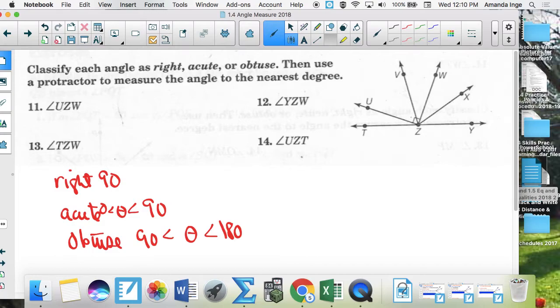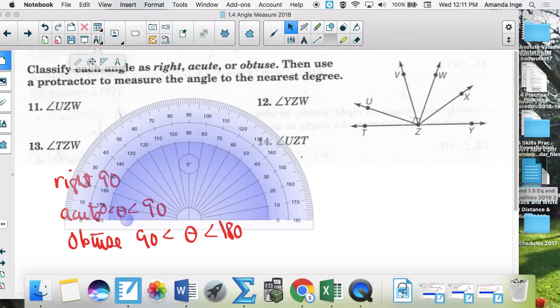We have to do the actual measurement. Use a protractor to measure the angle to the nearest degree. Obviously, if it's right, you don't have to measure it. It's a right angle. Mine's 90.